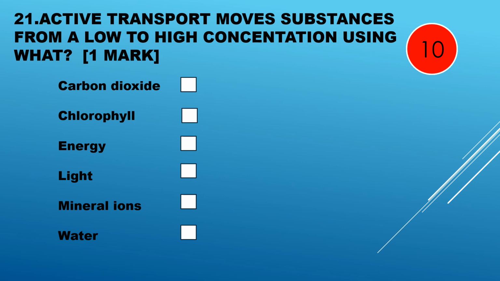Question 21. Active transport moves substances from a low to high concentration using what? Carbon dioxide, chlorophyll, energy, light, mineral ions, or water. Active transport requires the use of energy.